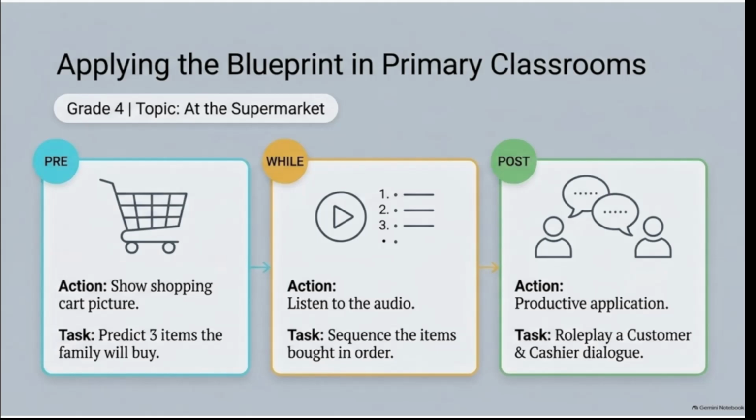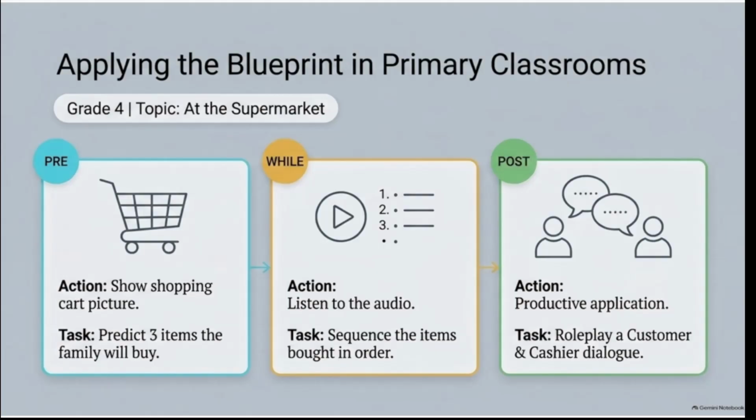Applying the blueprint in primary classrooms. Let's see how this framework works in a primary classroom. Our example is grade 4, with the topic at the supermarket. During pre-listening, the teacher shows a picture of a shopping cart. The teacher might ask, what can you see? Then, what 3 things do you think the family will buy? Students make predictions. Next comes while listening.